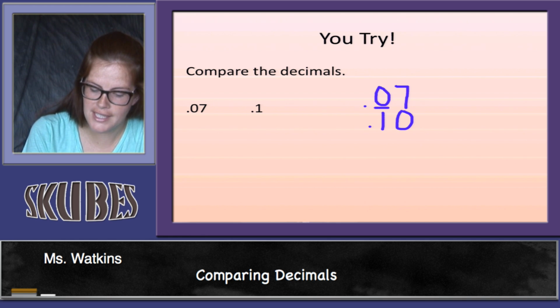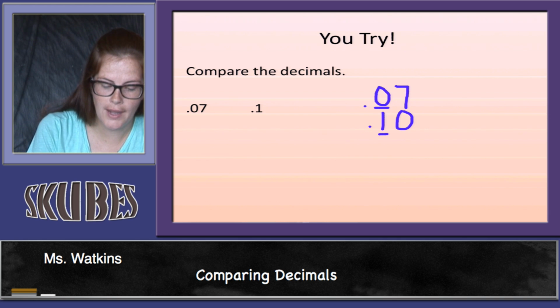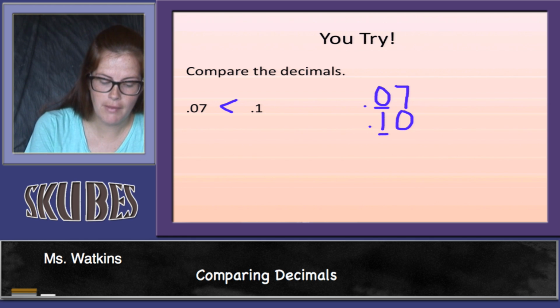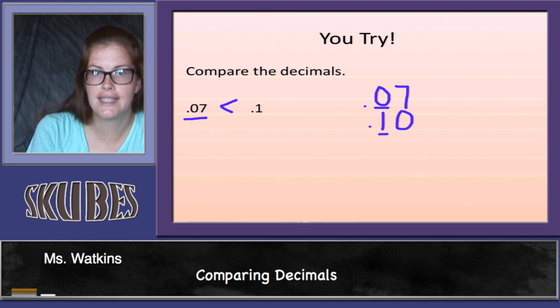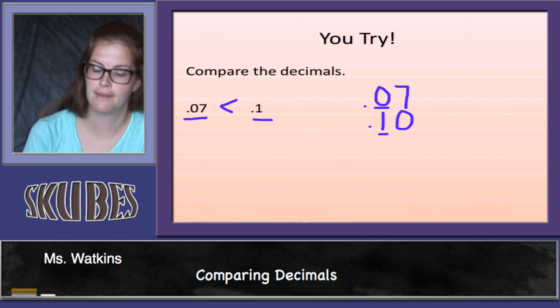So let's compare our tenths places. We know our 1 is greater than our 0. So right away, we know that 1 tenth is greater. If we were thinking about this in terms of money, this would be 7 cents, just 7 pennies, and this would be 1 dime, 10 cents. So 7 hundredths is less than 1 tenth.